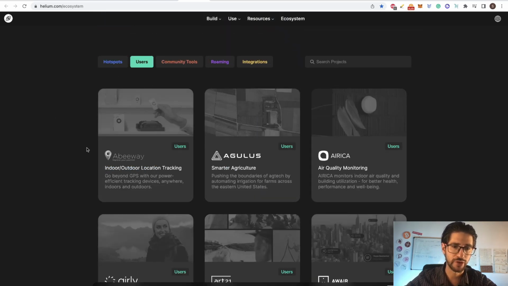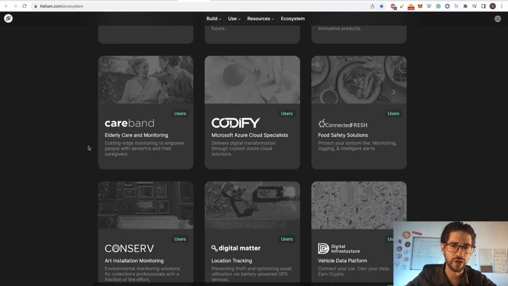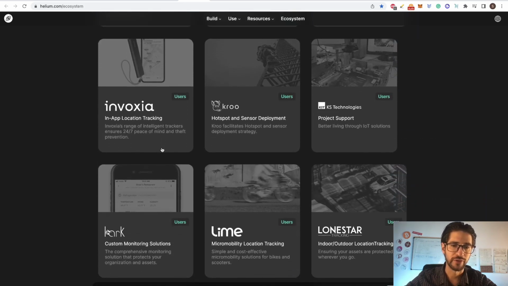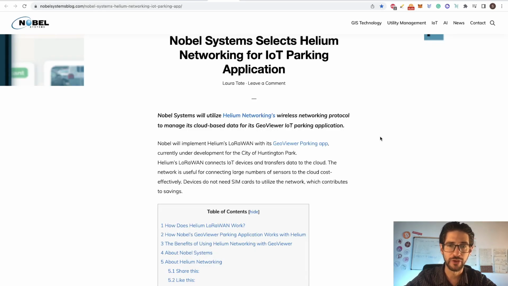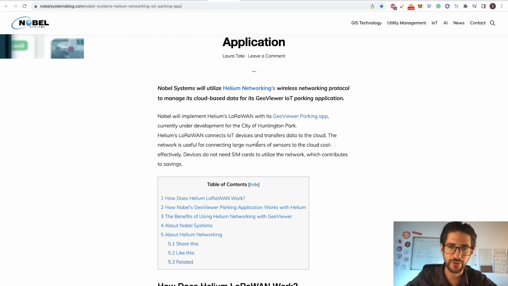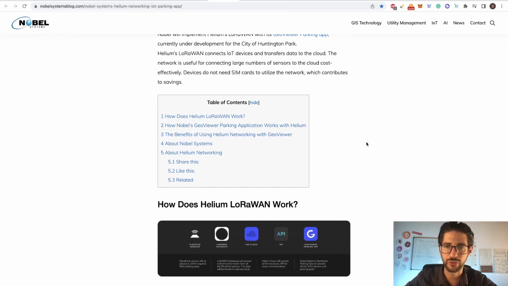And in terms of users and utility, it has been growing a lot, and there are many examples of how we are going to use this wireless network, the decentralized network that Helium is exponentially moving up. One example is Novel Systems that selected Helium networking for an Internet of Things parking application. So Helium's LoRaWAN connects Internet of Things devices and transfers data to the cloud. The network is useful for connecting a large number of sensors to the cloud cost effectively, and devices do not need SIM cards to utilize the network, which contributes to savings.